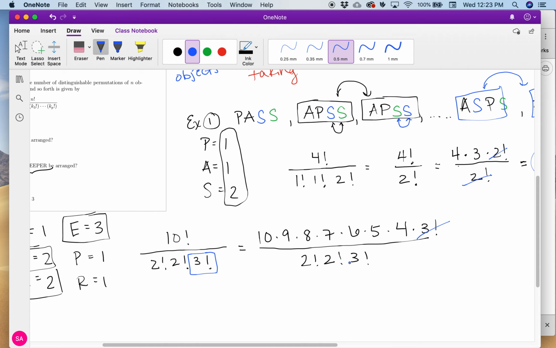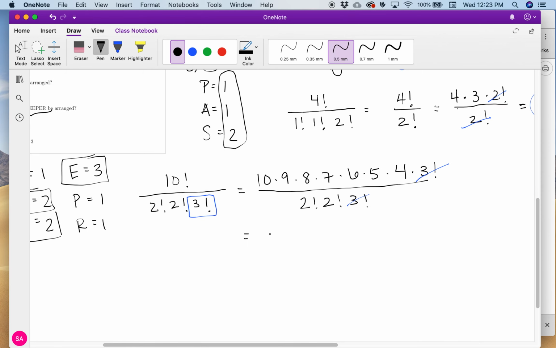And then those 3 factorials cancel. And at this point, I'm going to write out that denominator. So 10 times 9 times 8 times 7 times 6 times 5 times 4. The 3 factorials canceled all over. 2 factorial, that's just 2 times 1. And then we're multiplying that by another 2 factorial, which is another 2 times 1.